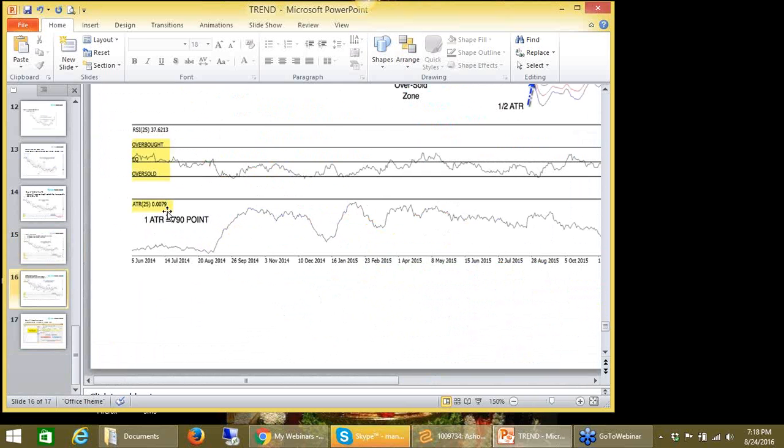you can see here 1 ATR. 1 ATR means 97. Here you can see the last price is 79 points. So you want to take 79 points, 1 ATR.